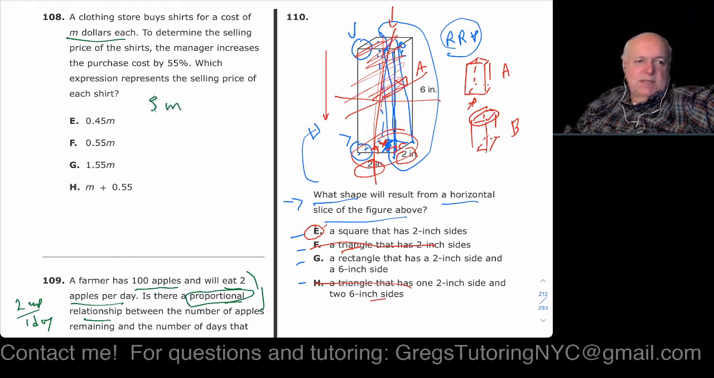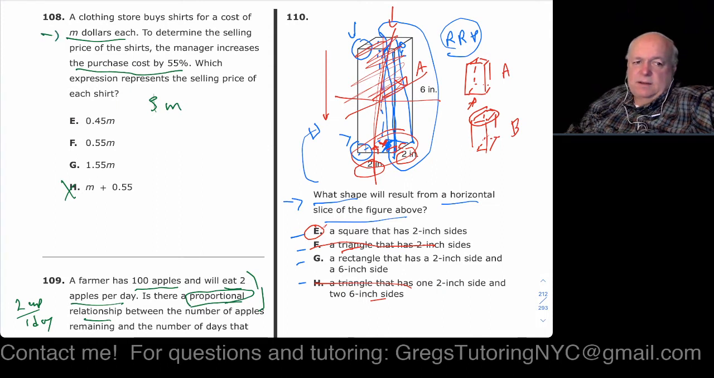To determine the selling price of the shirt, the manager increases the purchase price by 55%. So that means it's 55%. It's not just M plus 55, which is H, because it's 55% of the purchase price of the shirt, and the purchase price of the shirt was M. So it has to at least be M plus 0.55 M. That turns out to be what G is, and in fact, G is the answer for that reason.